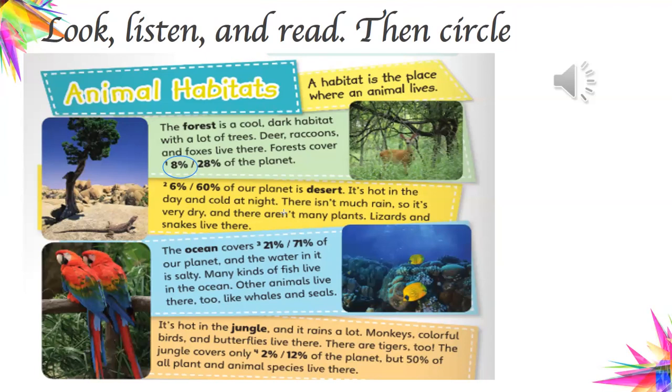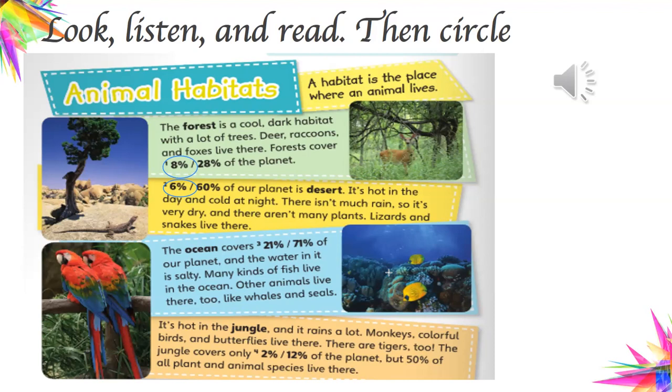Okay? Number two, 6% or 60% of the planet is desert. The second is desert. It's hot in the day and cold at night. There isn't much rain. So it's very, very dry. Muy seco and very hot. So it's very dry. And there aren't many plants. Lizards, snakes live here. So what is the correct number? 6 or 60? Yes, it's 6.